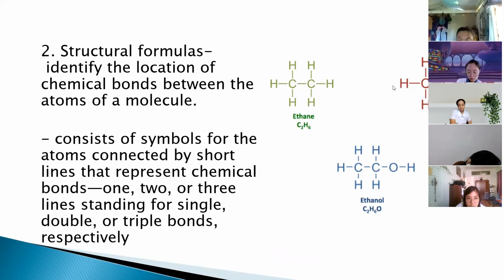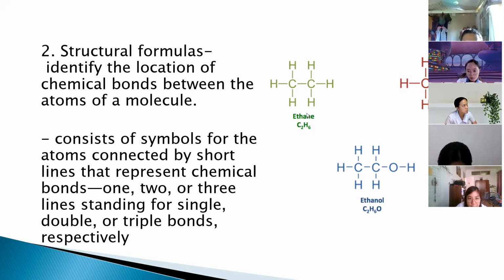Look at the examples on the screen. This is how we make the structural formulas. For the structural formula, we really write the bonding between the atoms of each element. So the location of the chemical bonds is written, and the location of these atoms is also represented. Now the bonds are represented by a line, a short line.